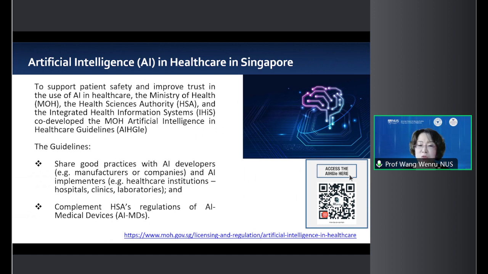I think it's very important for us as healthcare professionals to understand these guidelines before we really implement AI in our patient care. I won't be able to go into very much detail about this guideline. If you are interested in finding out more, there is a QR code there. You can scan the QR code to find out more about these guidelines.